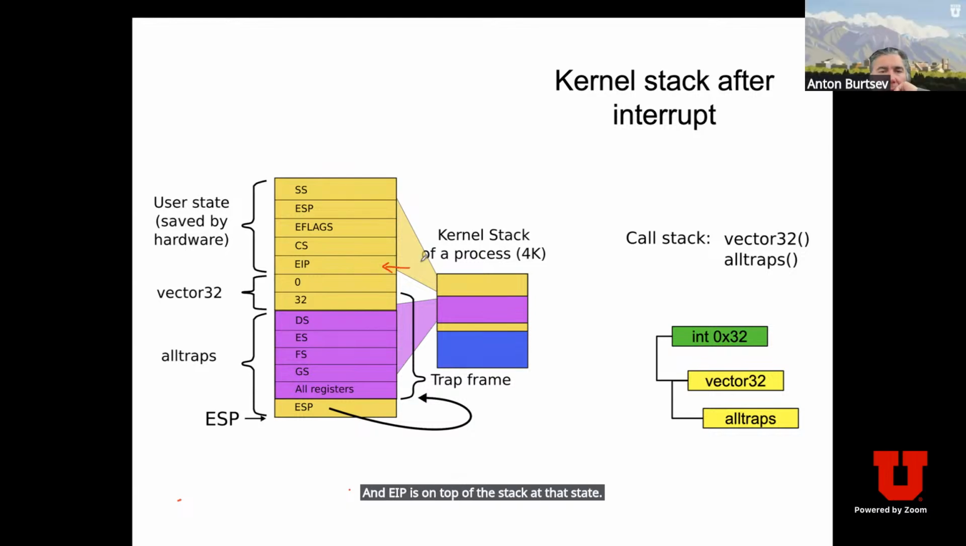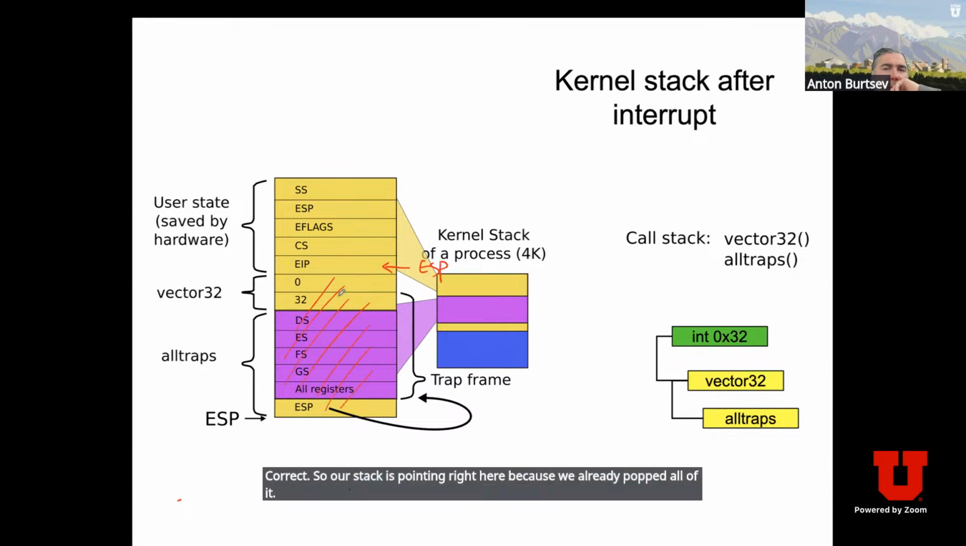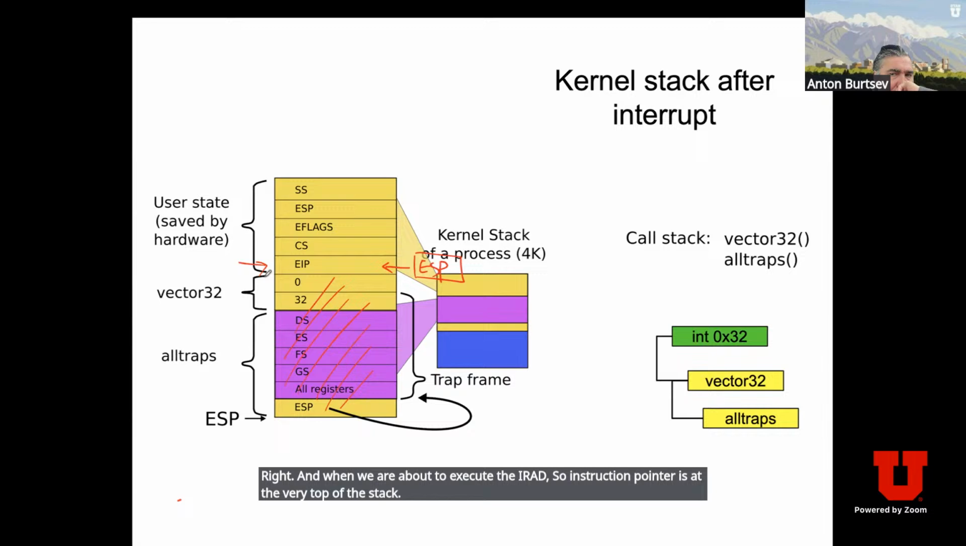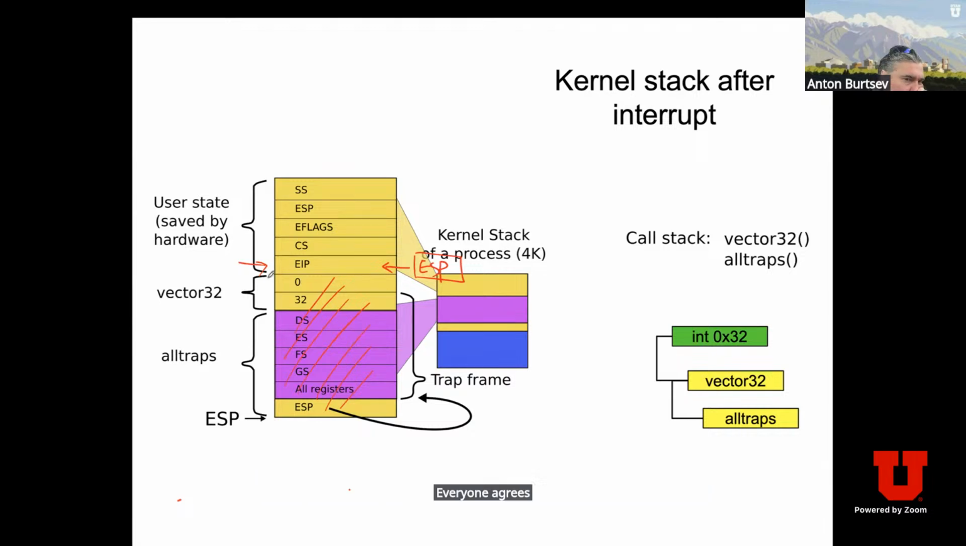Correct. So our stack is pointing right here because we already popped all of it, right? And when we are about to execute the IRET, the instruction pointer is at the very top of the stack. Everyone agrees with this? So the stack was growing this way. This is the address 0.